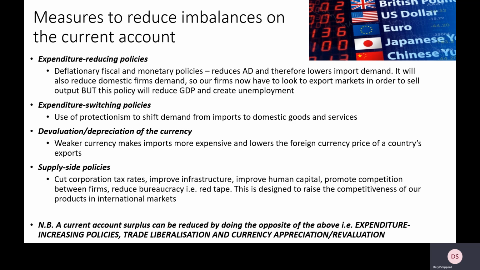expenditure reducing policies, expenditure switching policies. We could look to weaken the currency, or we could look to use supply side policies.